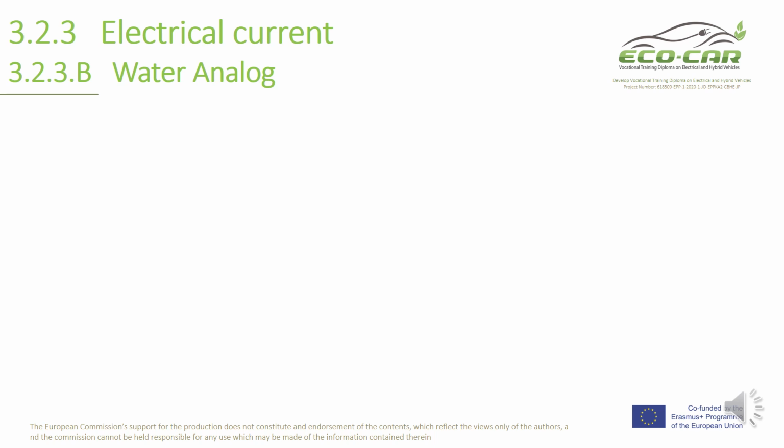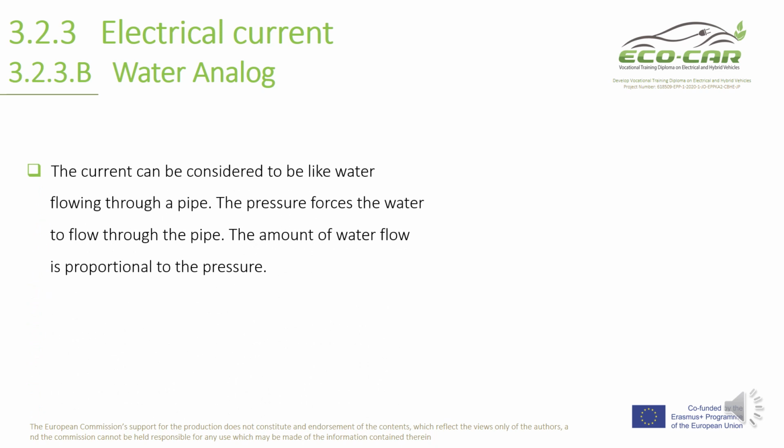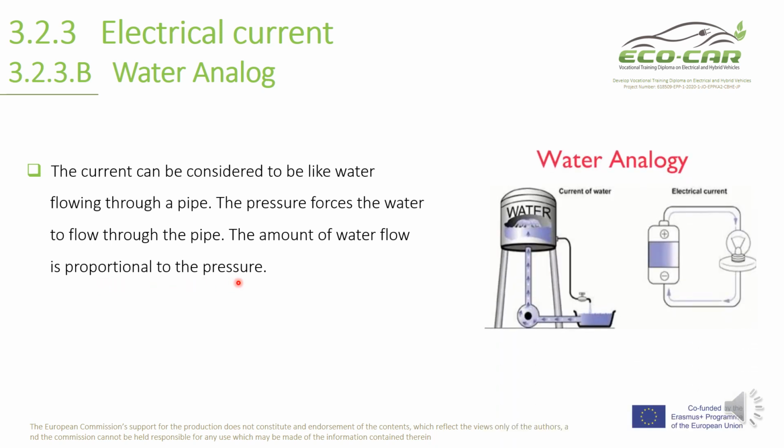Water analogy, to compare the flow of water with the flow of charge. The current can be considered to be like water flowing through a pipe. The pressure forces the water to flow through the pipe. The amount of water flow is proportional to the pressure, as we see here in this picture.